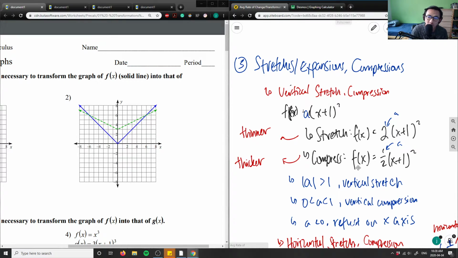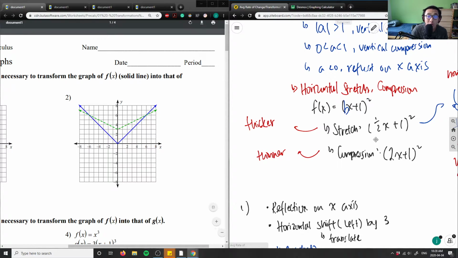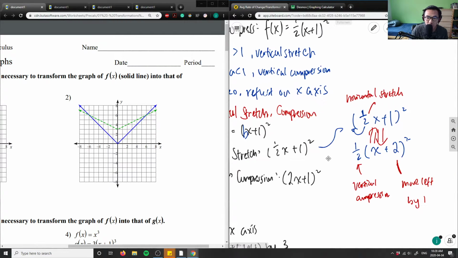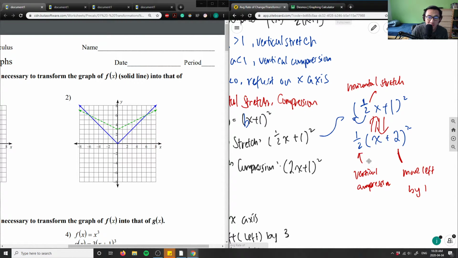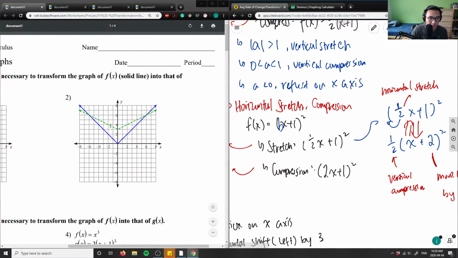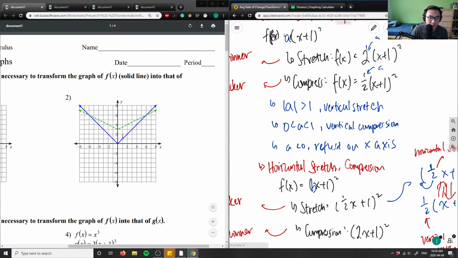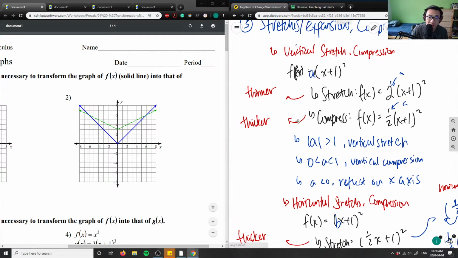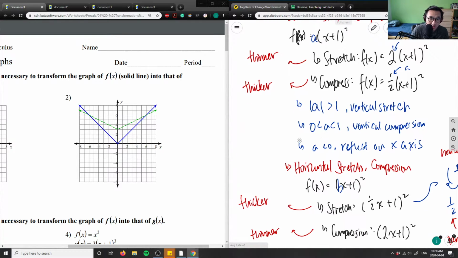So I can say it could be a vertical compression, which I think it is, or it could be a horizontal stretch. In this case, I don't think it's a horizontal stretch, because remember, if we had a horizontal stretch here, it basically becomes a vertical compression, and it moves left by 1. I'm not moving anything. The vertex is not being moved horizontally, it's only vertically. So in this case, I would say it would be a vertical compression by a factor of, I want to say it's actually 2, right?